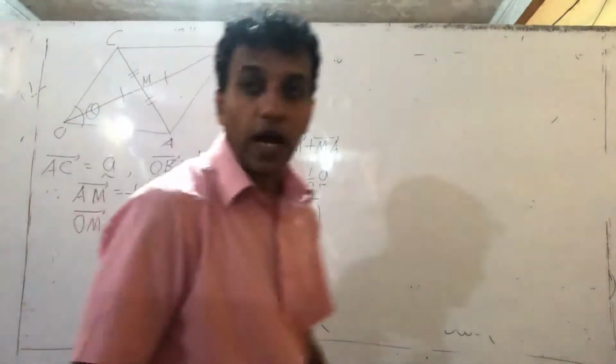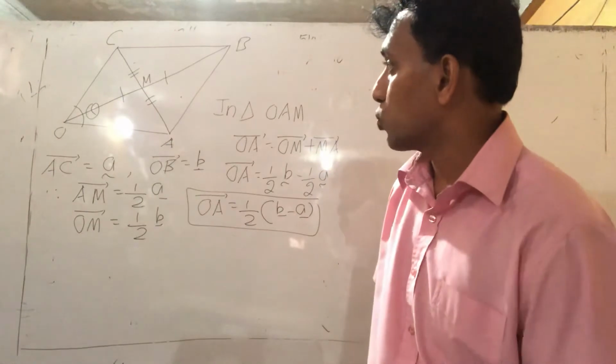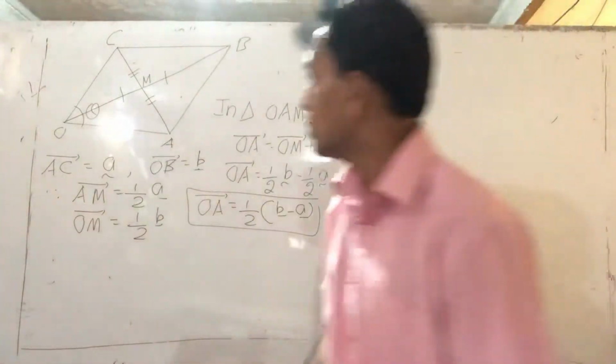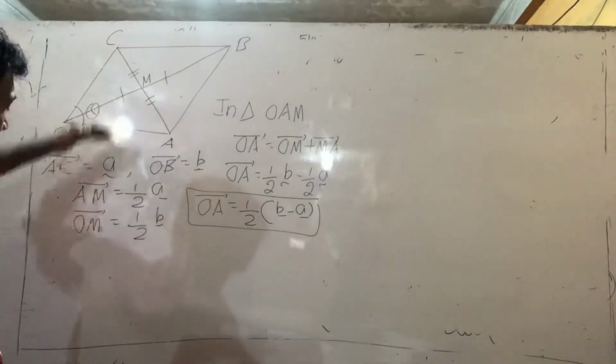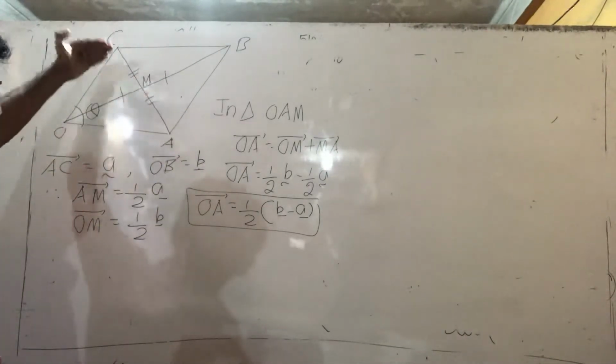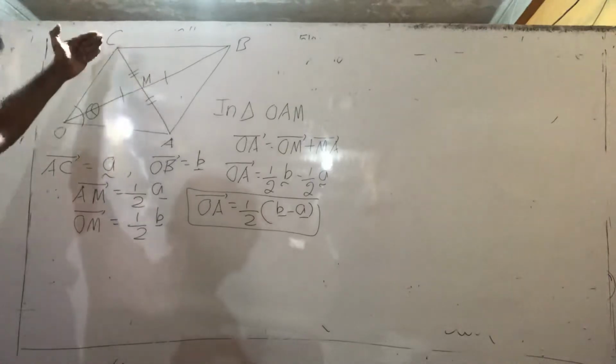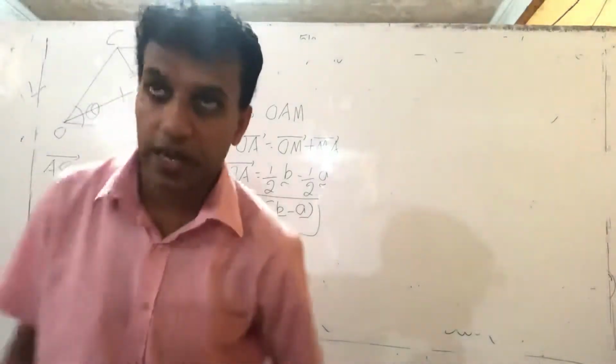Next we see the other, which one? OC. How to find the OC vector? You know the OM vector. You know the MC vector. What is MC? AM equal to MC. Therefore, MC also half A.